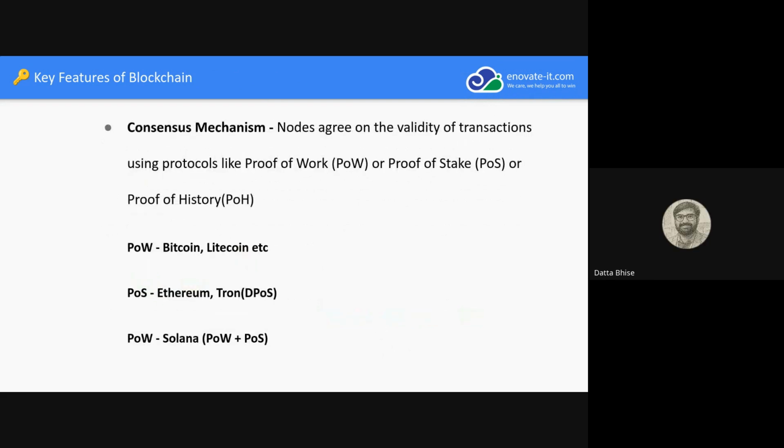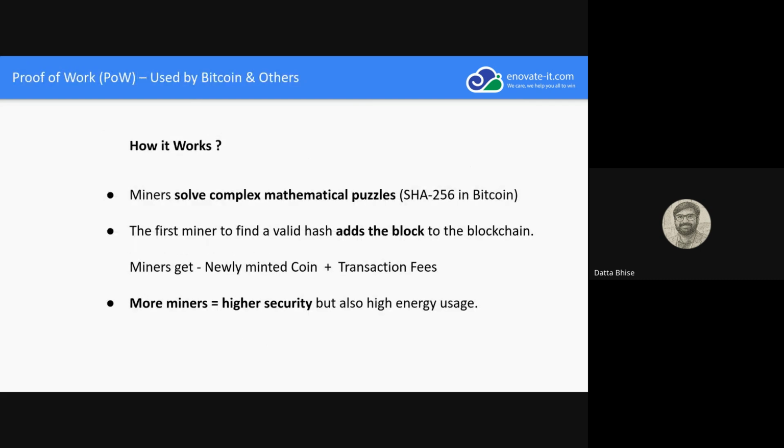This is the mechanism. We can call it a protocol, so that they agree on the validity of transactions. Like proof of work, proof of stake, proof of history. These are the protocol mechanisms. Proof of work is used by Bitcoin and Litecoin. Earlier Ethereum was also using proof of work, but it is very costly, needing lots of CPU and lots of energy. Proof of stake is a different one, which Ethereum, Tron and others use. I will explain proof of work, and it will answer your question.